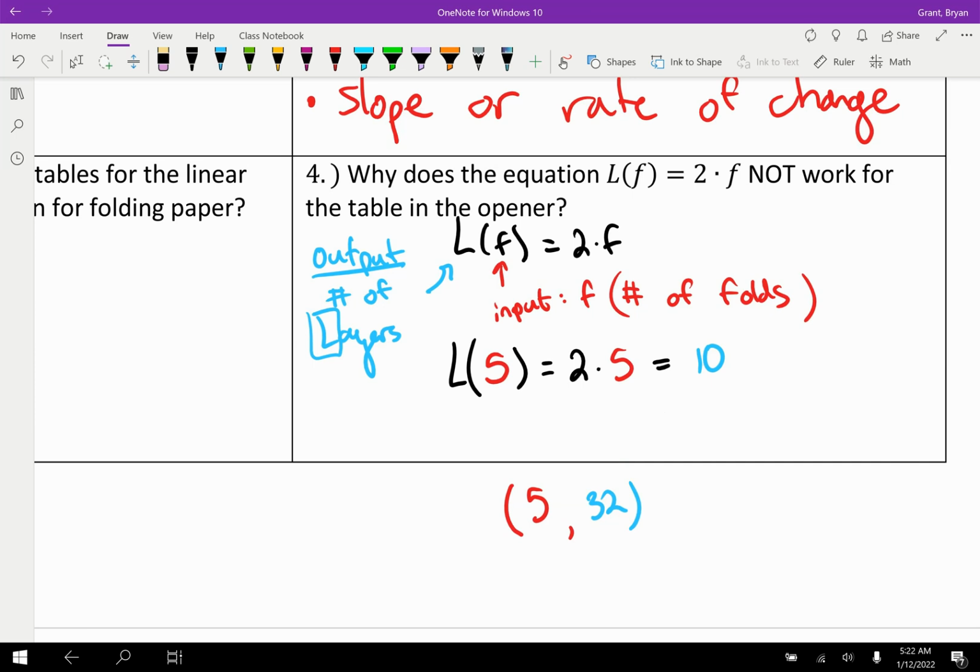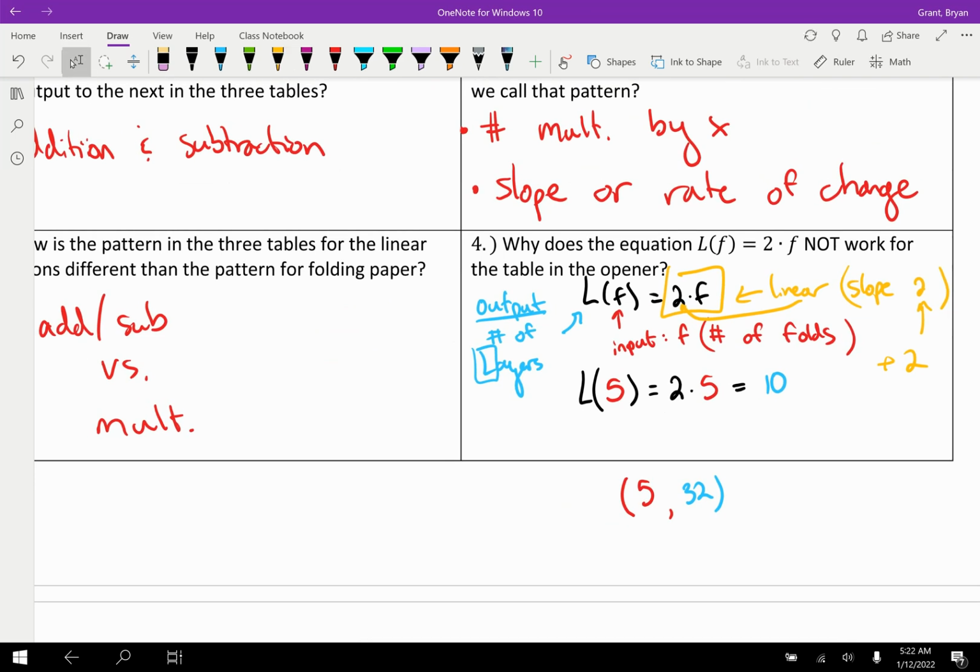Well, no, it didn't. In fact, this is a linear equation, and for a linear equation, we have a slope of 2. And if you have a slope of 2, what that actually means is you are adding 2 every time in the pattern. Very strange because the slope is multiplying, but it shows up as addition. So I think our big question here then is going to be, how do we get an equation that shows we're multiplying instead of adding or subtracting? Let's turn that page.